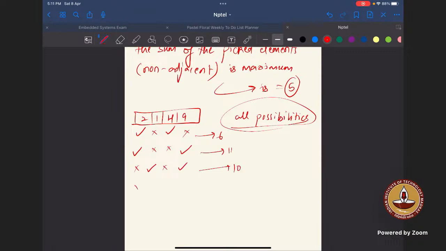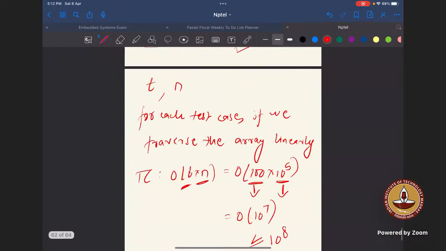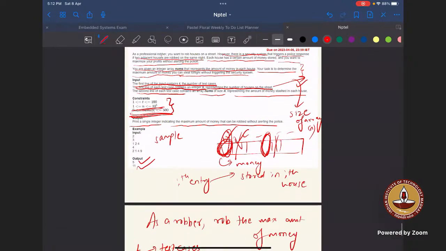Let's say I don't pick this, I don't pick this, I pick 4. I cannot pick 9. So the answer is 4. I don't pick this, I don't pick this, I don't pick this, I pick 9. Answer is 9. Some other possibilities could be, I think these are the possibilities. So out of these numbers, the maximum which we are getting is 11. So 11 should be the answer. Let's see what is the answer. Yes, it is 11.